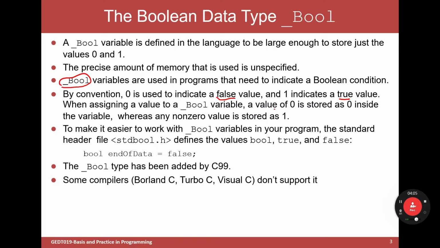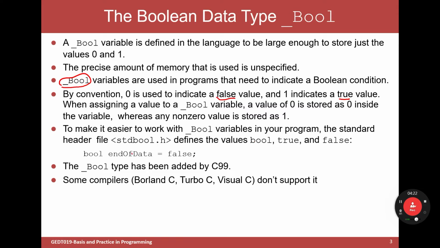Okay, now if you give the Boolean variable some other value, like for example 150, in this case it will assume this is 1, just 1. Okay, and we will see this when we start programming, or show you this in code.